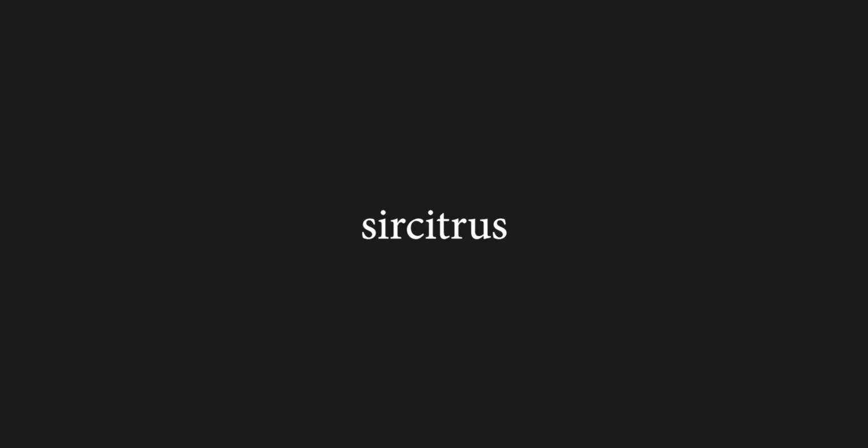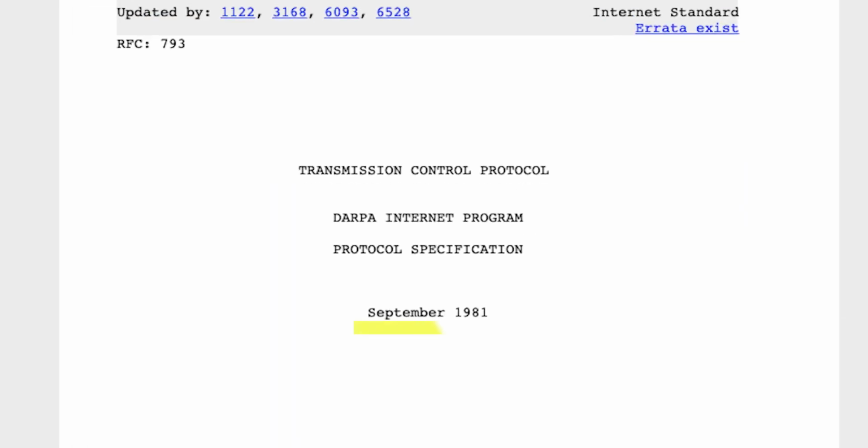TCP, the widely popular transport protocol that ensures that your YouTube search for Sir Citrus does not turn into this, has some fundamental problems. Ones that were not such a big deal when TCP was first introduced in 1981. This has to do with the fact that TCP is slow.